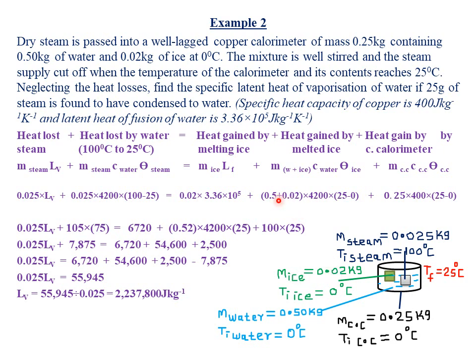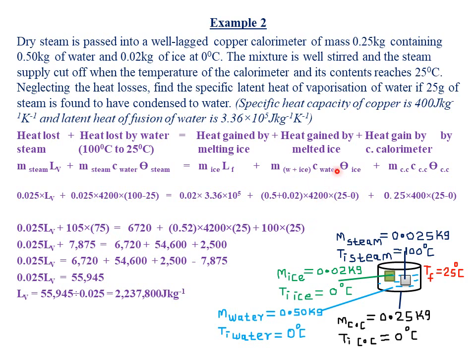Therefore, the total mass of the water will be equal to the mass of the water that was initially in the calorimeter plus the mass of the water that has melted from the ice, or the mass of water that has changed from the solid ice into the liquid state. So the total mass will be the mass of the water, which was 0.5, plus the mass of the melted ice, which has actually melted to form water. So 0.5 plus 0.02 kg. Then the specific heat capacity of water, of course, is 4200.